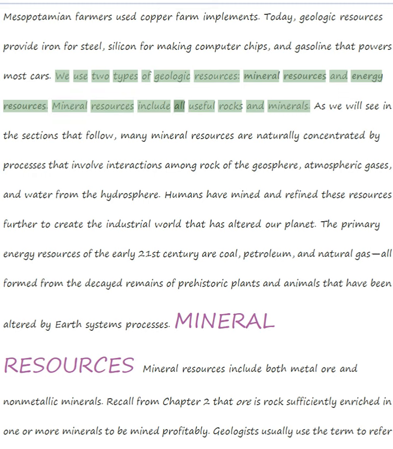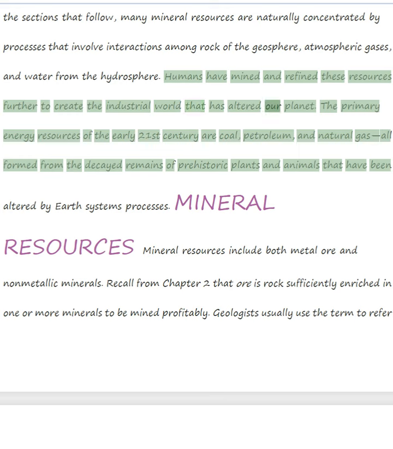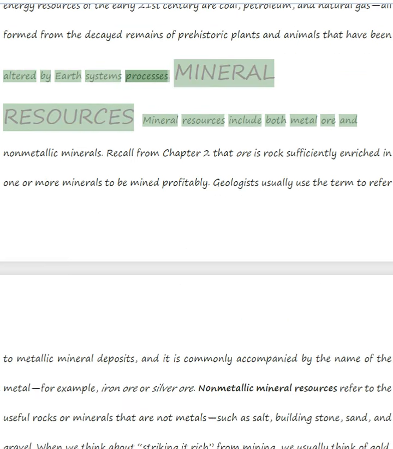Mineral resources include all useful rocks and minerals. As we will see in the sections that follow, many mineral resources are naturally concentrated by processes that involve interactions among rock of the geosphere, atmospheric gases, and water from the hydrosphere. Humans have mined and refined these resources further to create the industrial world that has altered our planet. The primary energy resources of the early 21st century are coal, petroleum, and natural gas, all formed from the decayed remains of prehistoric plants and animals that have been altered by Earth systems processes.